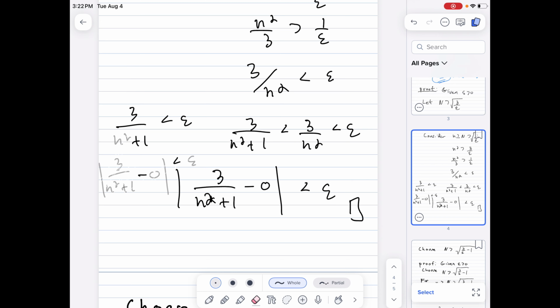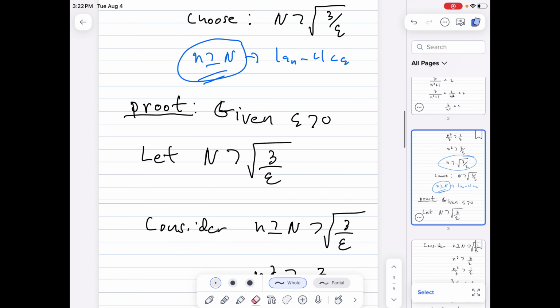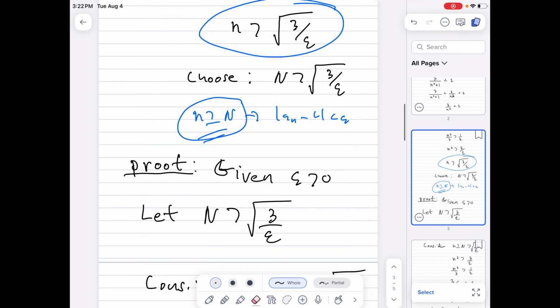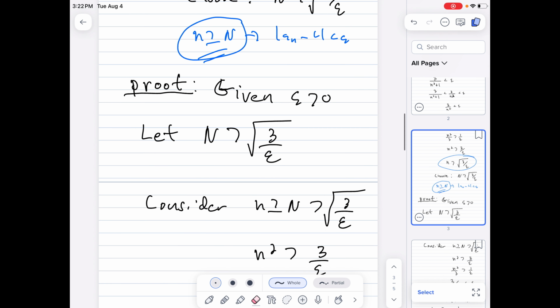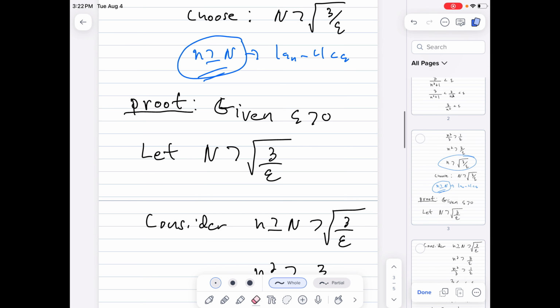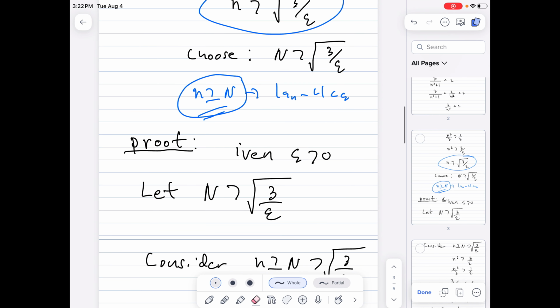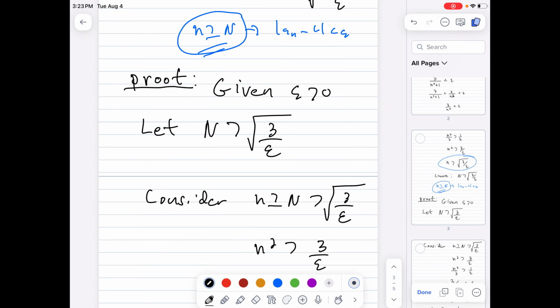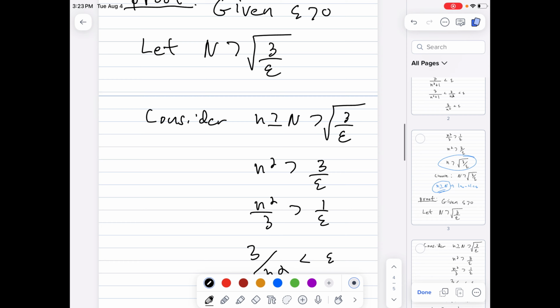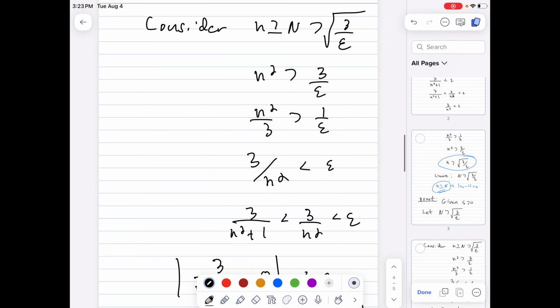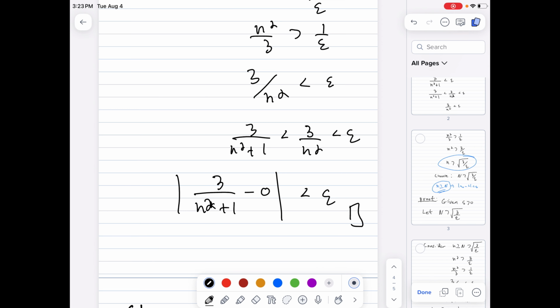However, if you just saw what I did here with the quote unquote proof, it's just working backwards from what we did. Essentially the proof, the way I wrote it out, is a little bit of a template. We always begin with the given. Let me write that. So you're given epsilon greater than 0, you let capital N be greater than the square root of 3 over epsilon, and then consider such n. And then this is what happens here.